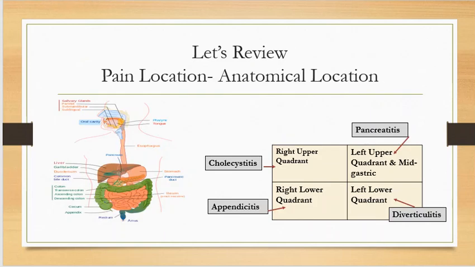All right, so now we're going to review. We're going to kind of put all the pieces together. And I think one of the easiest ways to recall and retain this information is to think about the anatomical location of where the pain is, okay? So we started with appendicitis, and appendicitis is the right lower quadrant pain. We went into cholecystitis, which is the right upper quadrant pain. And pancreatitis is the left upper to mid gastric, and then diverticulitis is left lower quadrant. Okay.